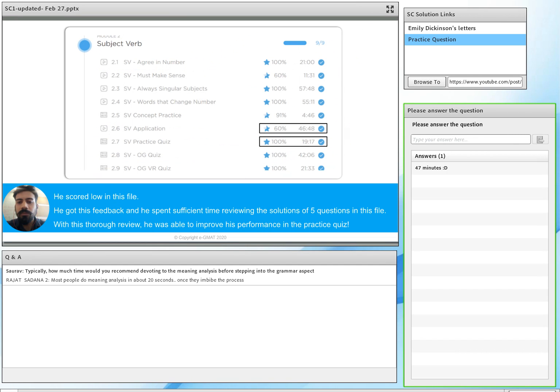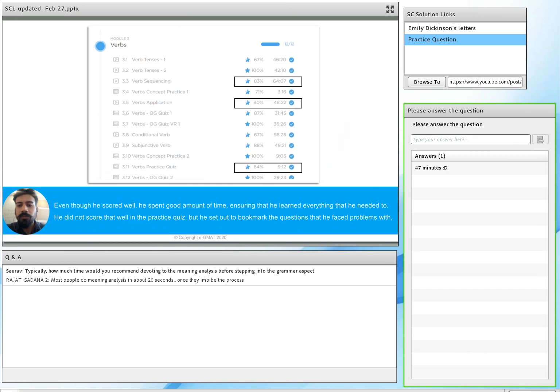So in this case, and again, the same thing is over here. In verbs, which is now a slightly longer module, again, you can see that he scored 64% in the verbs practice quiz. Again, good scores over here, which means good foundation. Verb sequencing is a complex concept. You can see 64 minutes spent over here. Verbs application, complex concept. But over here, he scored 64%.